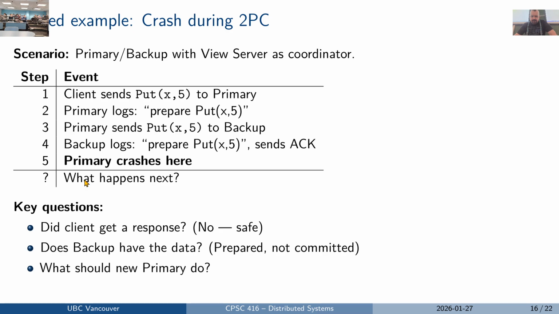So, in the primary backup with the view server as the coordinator, the client sends a put, because these are key value stores, because everything is a key value store, a hash map. The primary logs it. It says, I'm going to do a put of the value 5 into the variable x, and then it sends that to the backup server. And the backup server then logs it and says, I'm going to set x to 5, and it puts it in its log, and then it sends an ACK back to the primary. Now the primary crashes. What happens? We don't actually have a coordinator here for the key value store. We just have two systems.